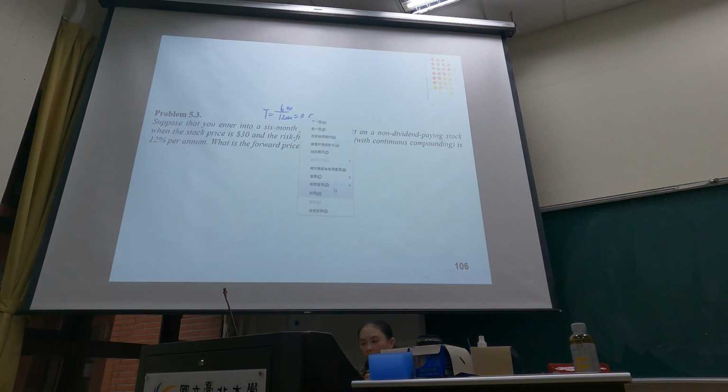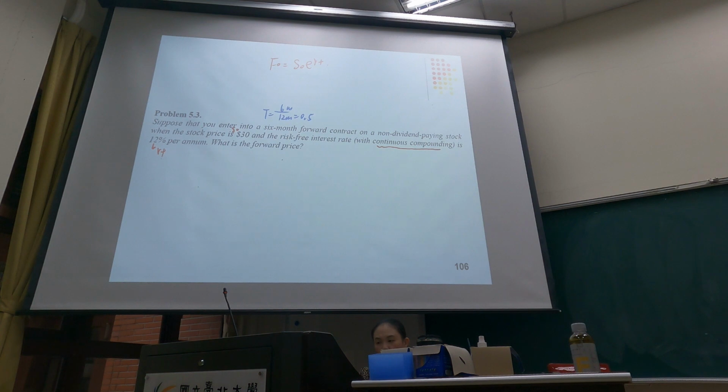Okay, on non-dividend paying stocks, when the stock price is 30, so that's the S0, and the risk-free interest rate with continuous compounding is 12%. That's the RF. Now here we are using continuous compounding, so we have to use the continuous compounding formula this time. So F0 equals S0 e^(RT).